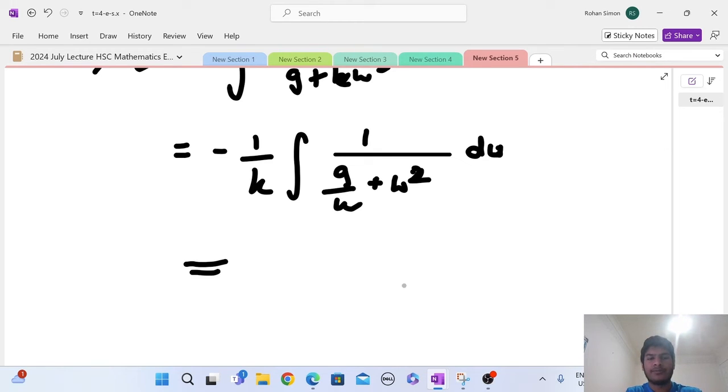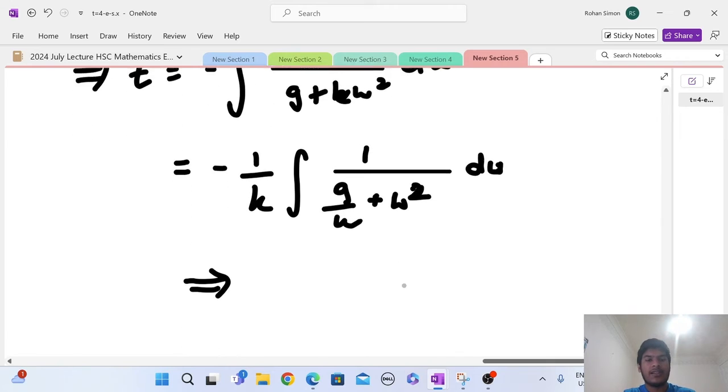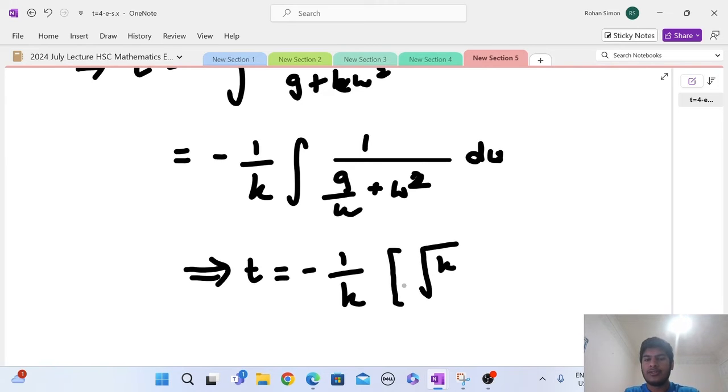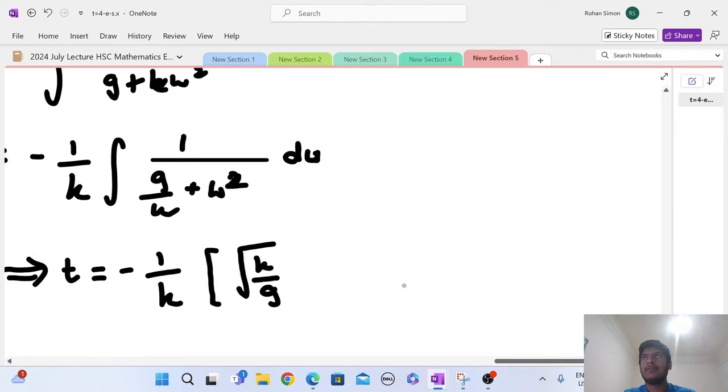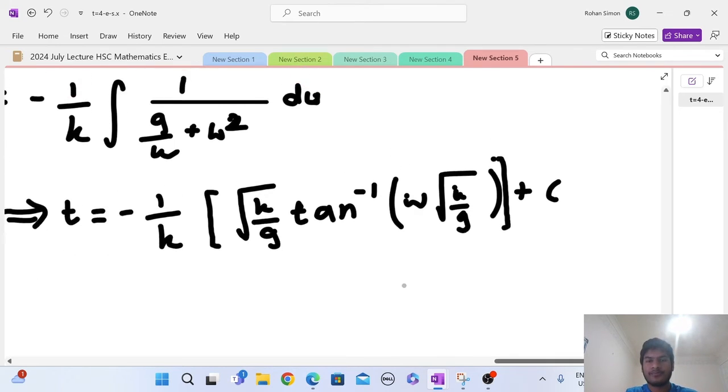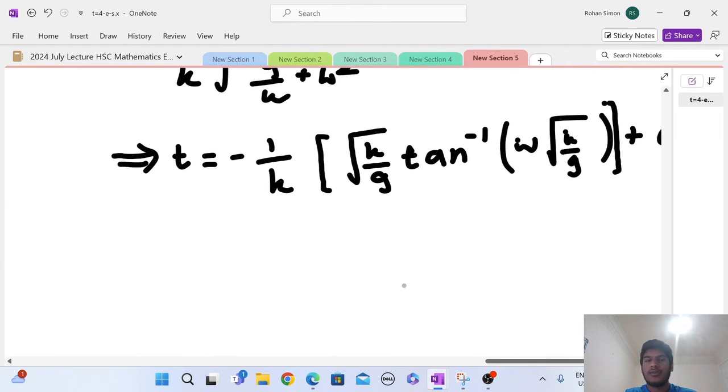So that implies that we get t equals minus 1 on k times root k on g, because the reciprocal of the inside brackets has to be at the front, tan inverse w root k over g plus c. And we can put the c outside if we'd like. It doesn't really matter.